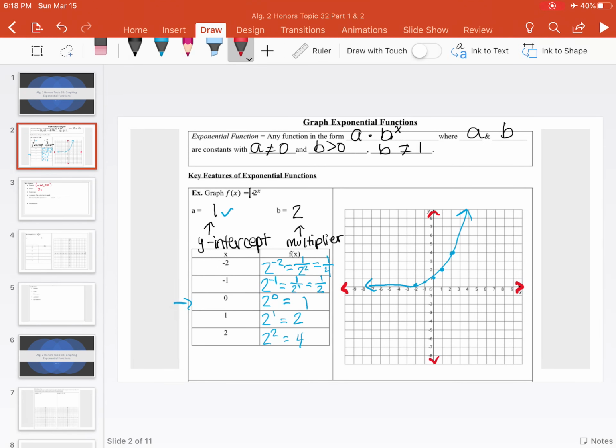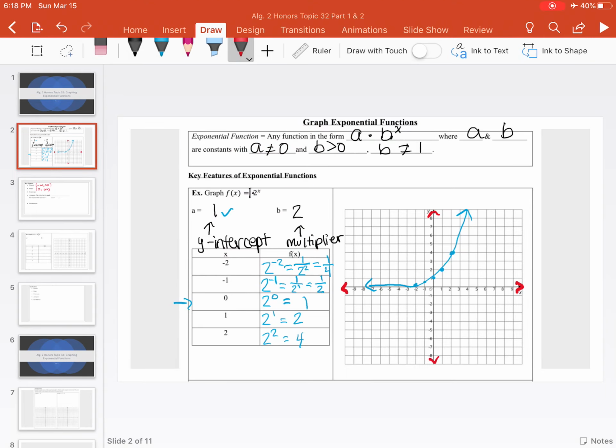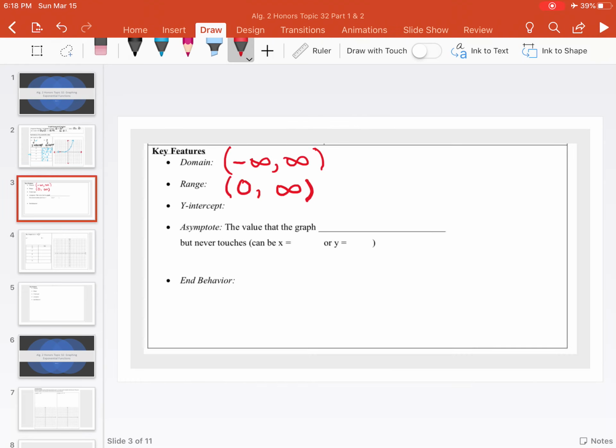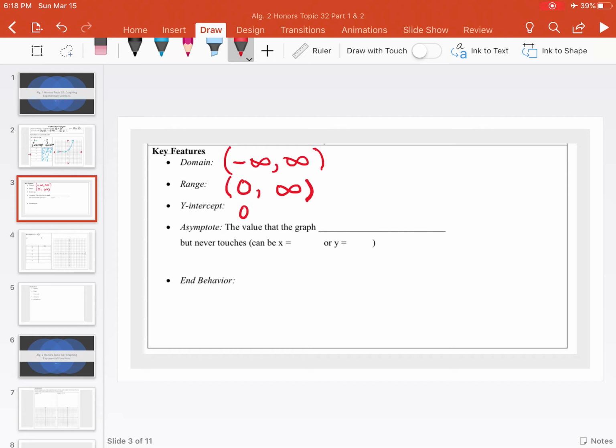And our largest y value is going to keep increasing until we get to positive infinity. Now here, we are also going to have parentheses because if we look at our graph right here, it's going to get infinitely closer to 0, but it's never going to actually reach 0. So our range is 0 to positive infinity, but we're going to use parentheses because there isn't a finite point where it stops. Our y-intercept we can take from our table, again, is just at 0, 1.